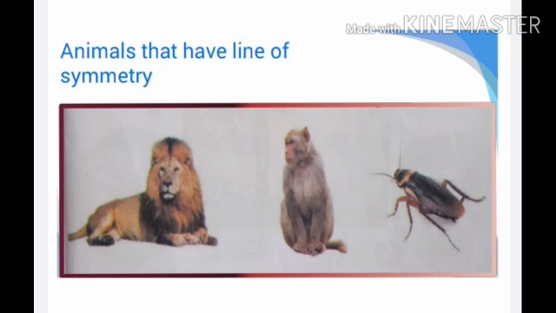Next, let us see some animals that have a line of symmetry. Here I've taken 3 examples, that is lion, monkey and cockroach. As you can see in the picture, a lion can be divided into two equal halves, and a monkey also, it can be divided into two equal halves, and cockroach also. So the lion, monkey and cockroach will have a line of symmetry. Clear?